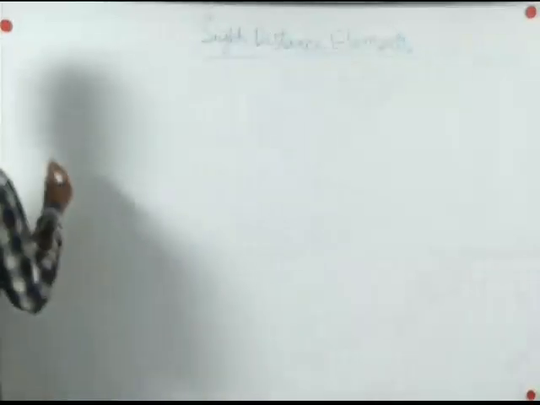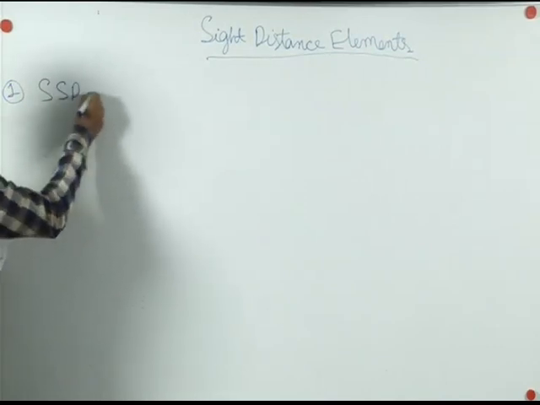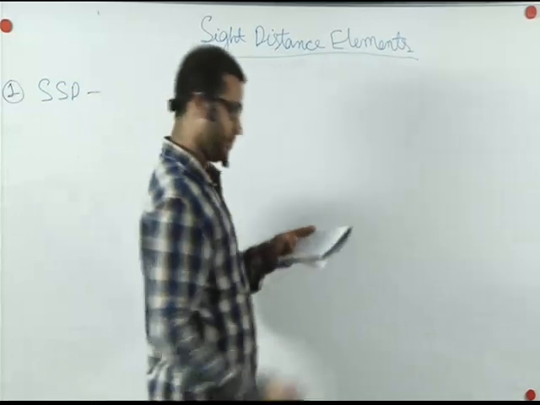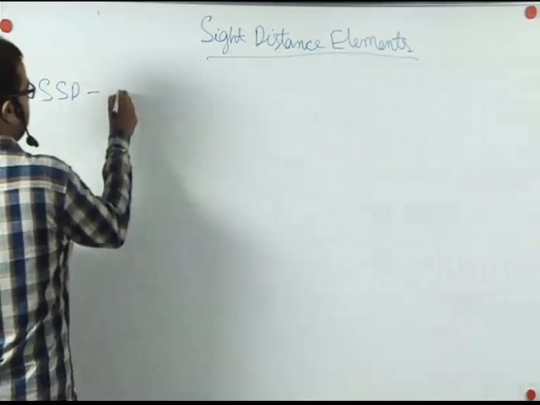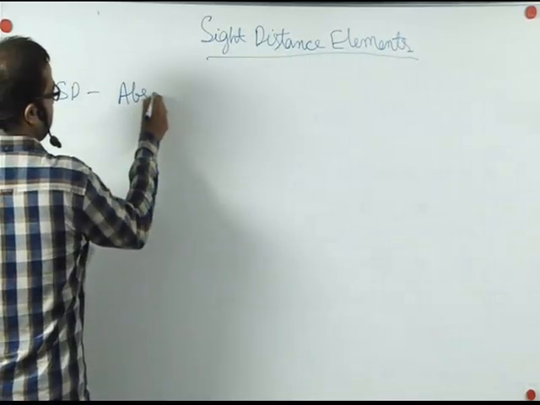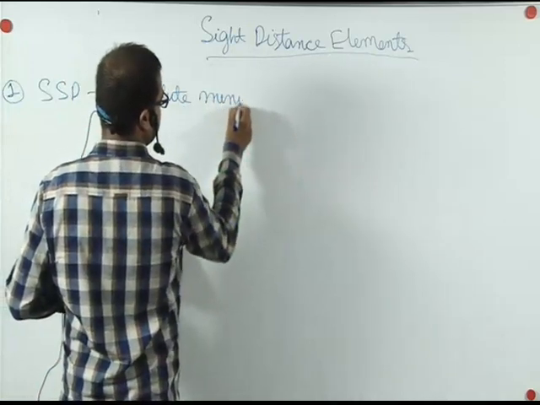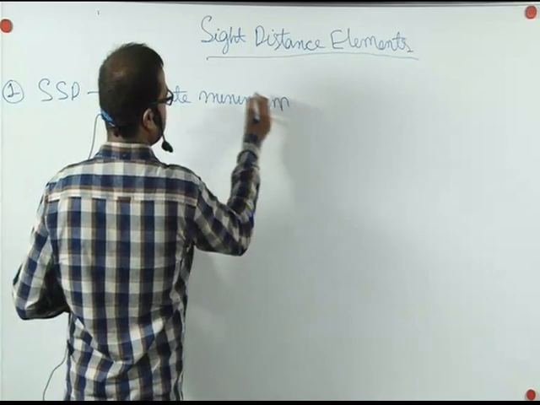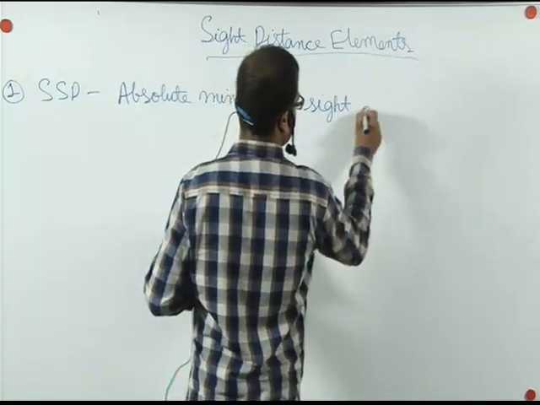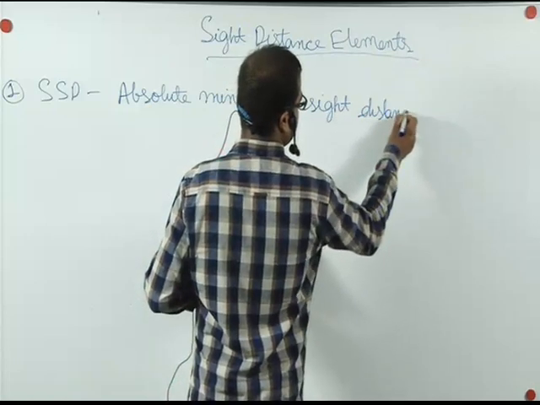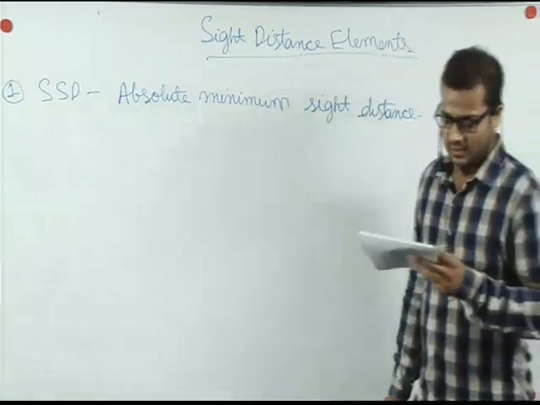Well, the first one is stopping sight distance. So it is absolute minimum sight distance. This is the absolute minimum sight distance.